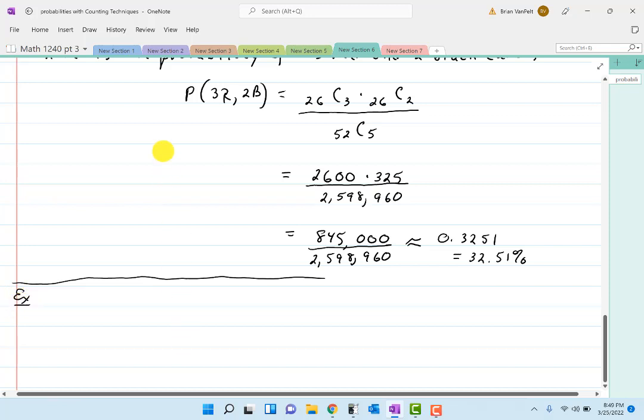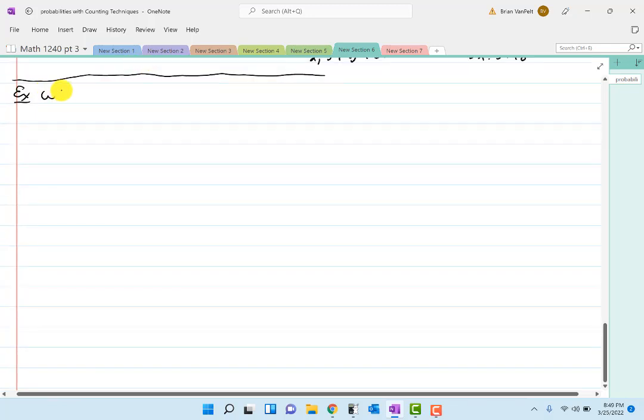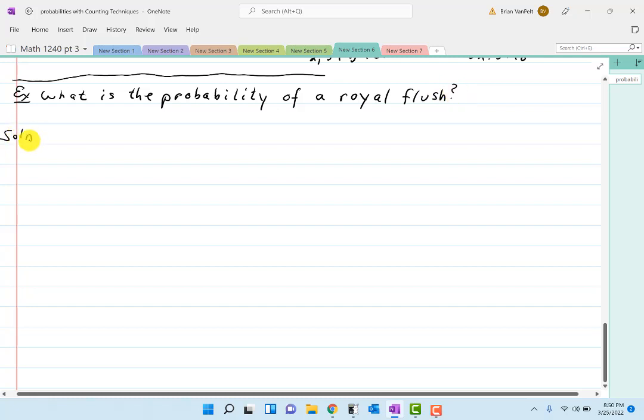What is the probability of a royal flush? And I realize I may have to explain that to you. It's still a 5-card poker hand. So the size of our sample space is still going to be 52C5, which is 2,598,960.